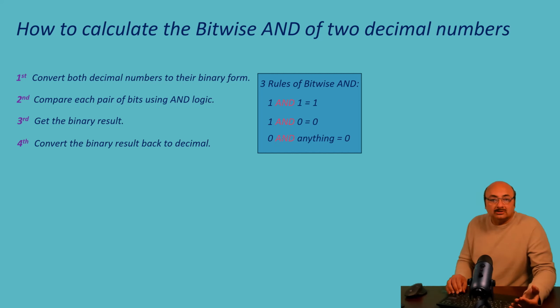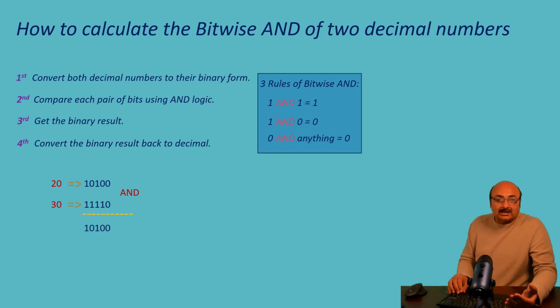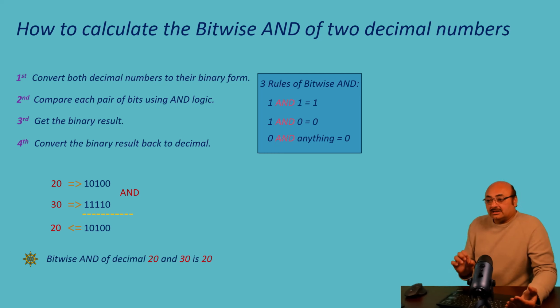Let's take an example. We have two decimal numbers 20 and 30. Get their equivalent binary values. Perform a bitwise AND according to the 3 rules. Get the binary result, and then finally convert the binary result back into its equivalent decimal. So in summary, we can say that the bitwise AND of 20 and 30 results in 20.